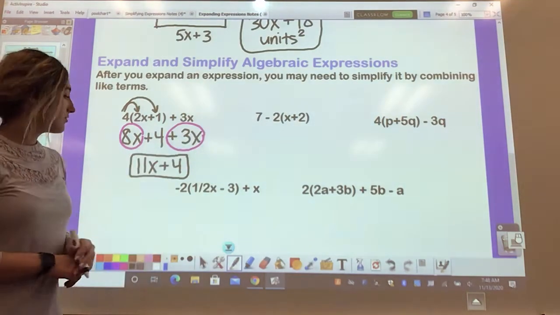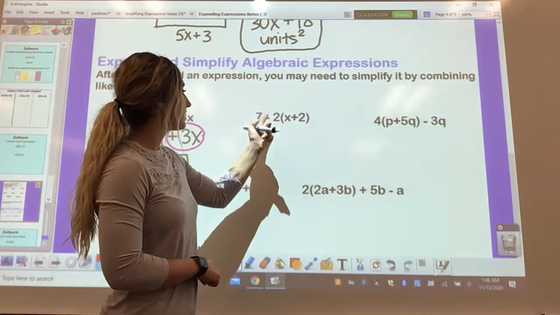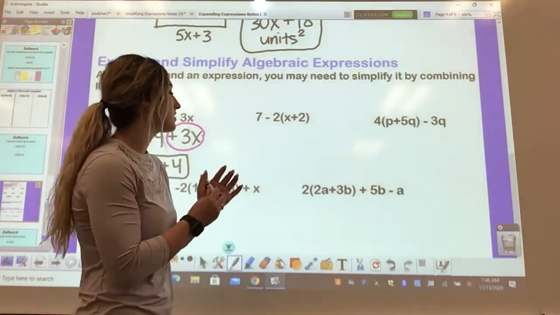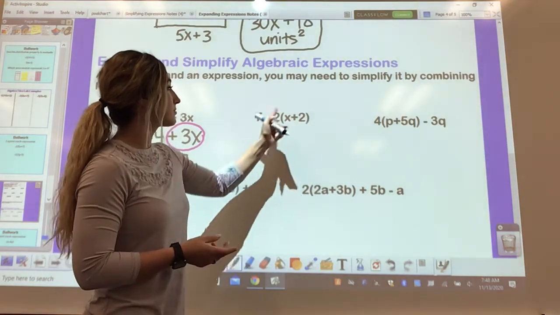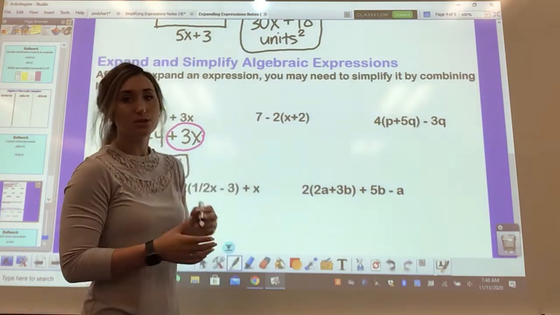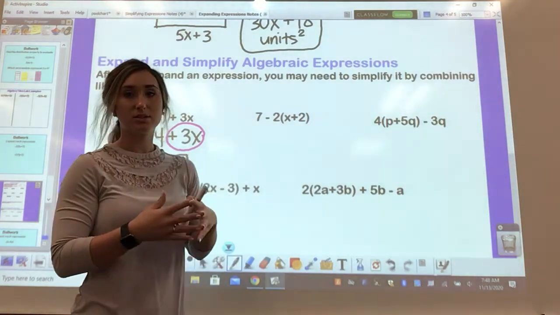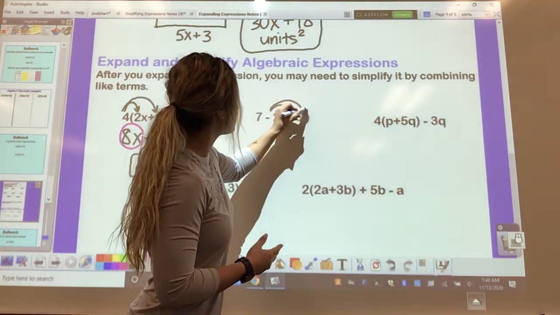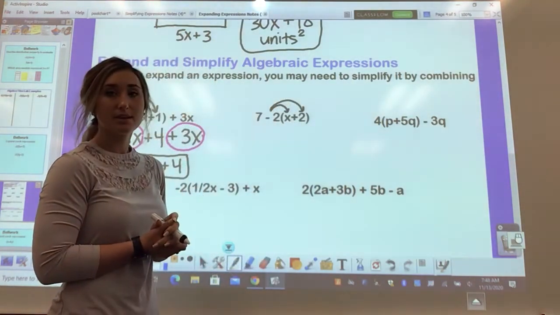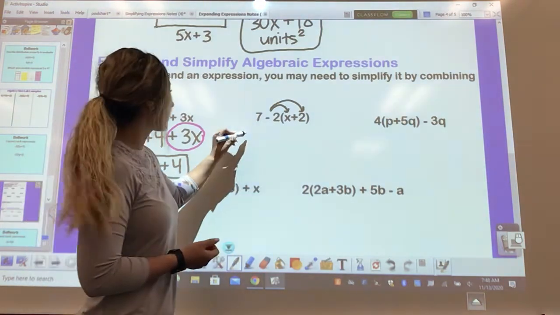All right, let's move on to this next one. We have 7 minus 2 times the quantity of x plus 2. Okay, so we want to do the multiplication first. And I also want to point out that since we're subtracting this 2 times x plus 2, I'm going to distribute a negative 2 into each of those terms. I haven't done anything with the 7 yet, so I'm just going to carry that down.